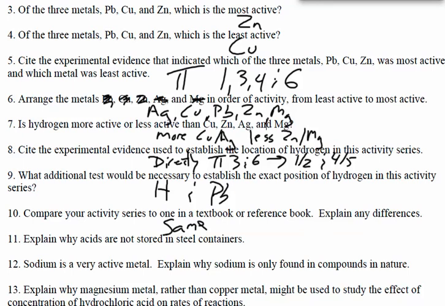Why is acid not stored in steel containers? Because hydrogen is more active than iron, which is the majority of steel, in which case it would eat away at the iron container. Sodium is a very active metal. Why is it only found in compounds in nature? Because it has already reacted and become a compound before we get to it in nature.